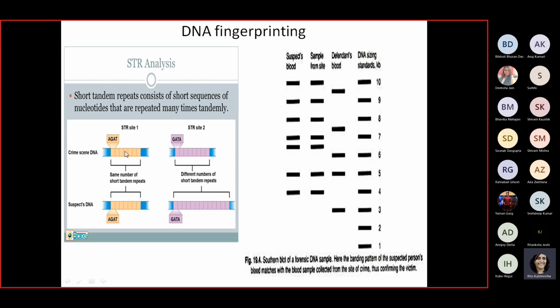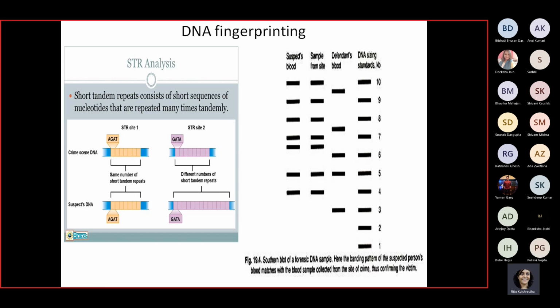You can utilize two different methods to see how many times it's repeated. One is by identifying restriction enzyme sites on either side of these tandem repeats. If I find, let's say, an EcoRI site present on either side, I will isolate my total DNA, digest it with EcoRI, run it on a gel, and then do probing against this particular STR. Then I can get to know the pattern of this particular STR in a particular individual.